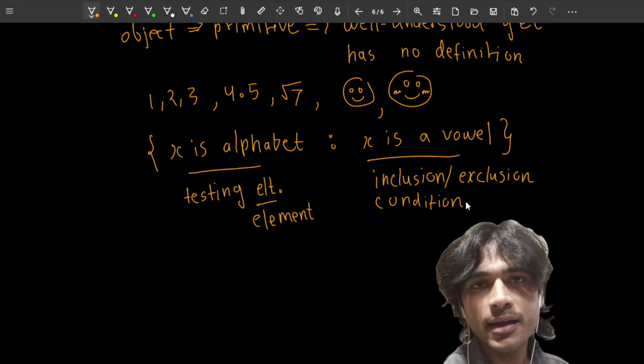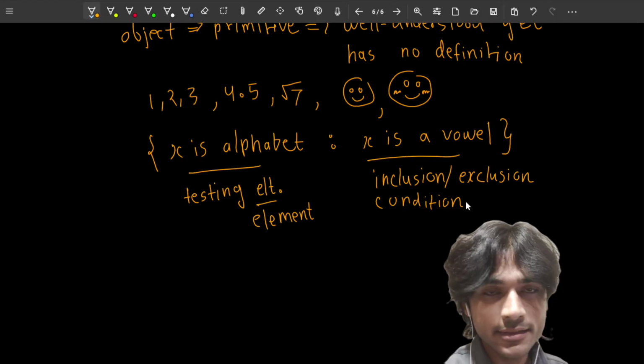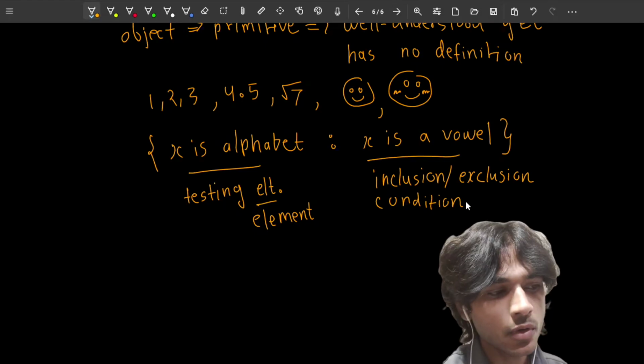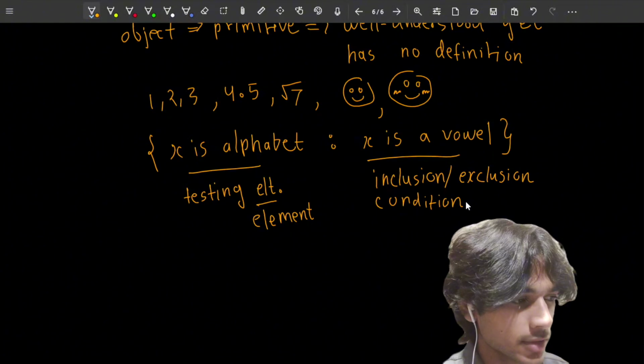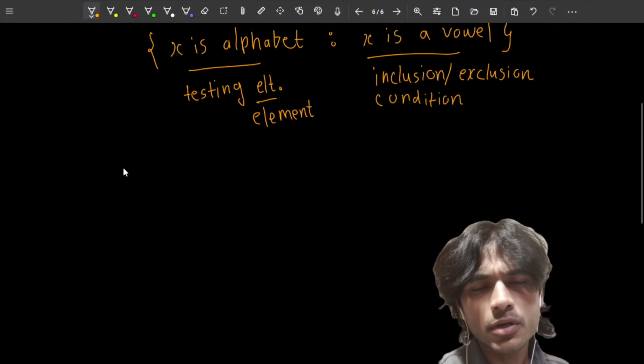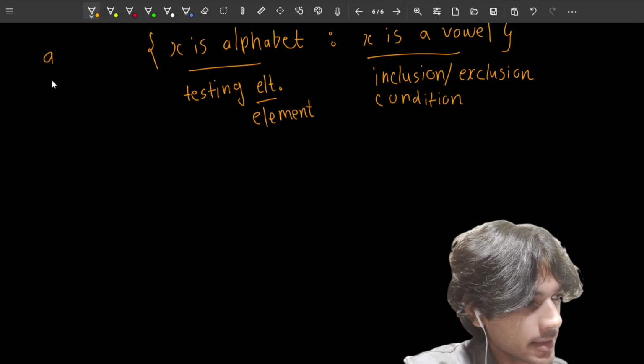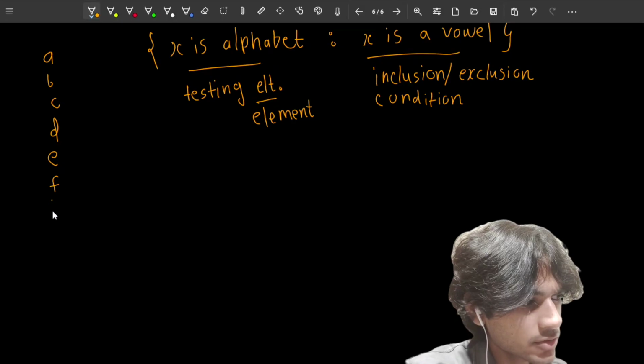That means I'm going to use this condition to either include a testing object or exclude a testing object. So let's see, we have X is an alphabet and X is a vowel. So what does it mean? We will have alphabets like A, B, C, D, E, F, and so on, right? I think I should skip the rest.